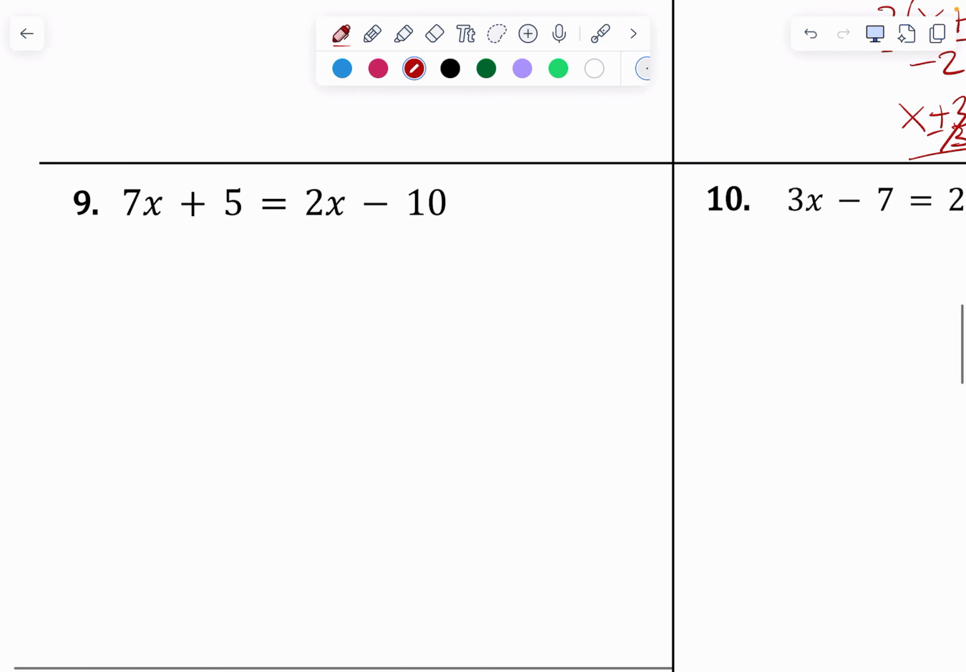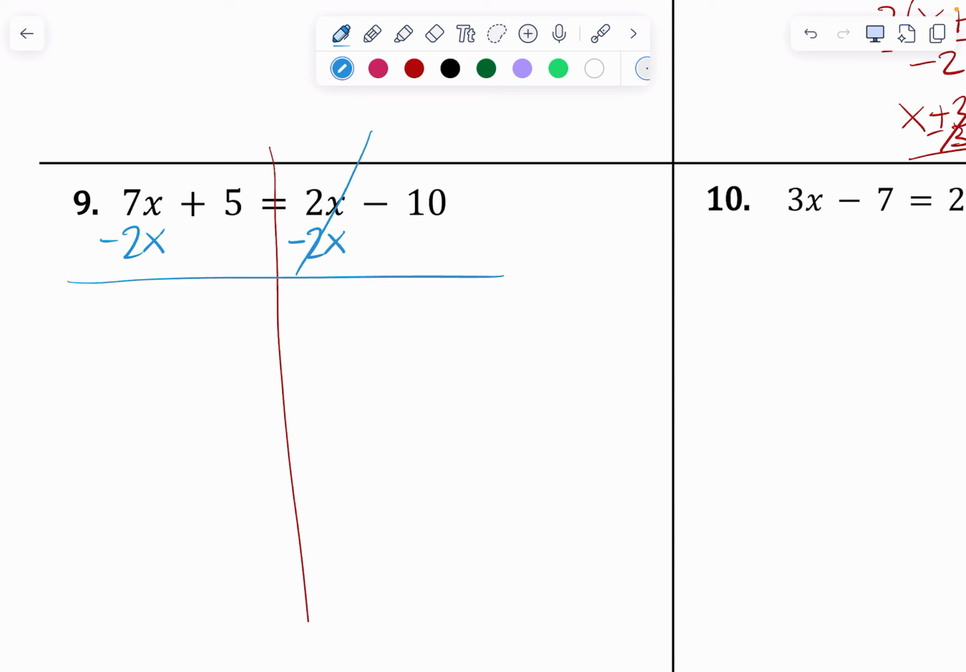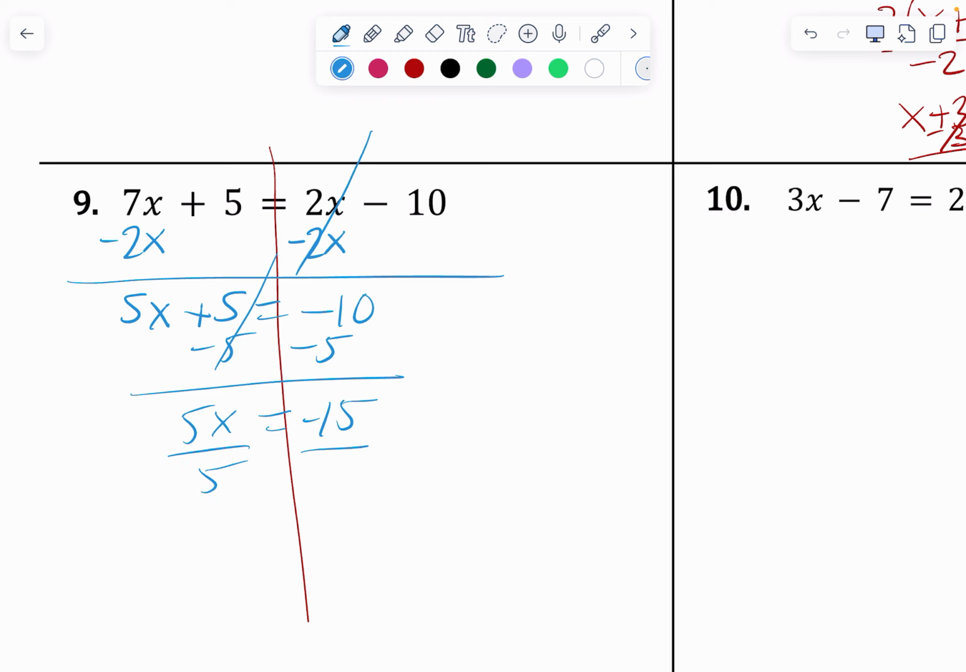Number 9, there is an equal sign in the middle, so I need to draw a line. This indicates that I have like terms, but since there's an equal sign in between, I can't just combine them. What I would have to do is move the smallest one over to the other side. That is 2x, and to cancel it out on the right side, I subtract it. I get 5x plus 5 is equal to negative 10. Subtract 5 to both sides. I'm left with 5x is equal to negative 15. Divide by 5. x is equal to negative 3.